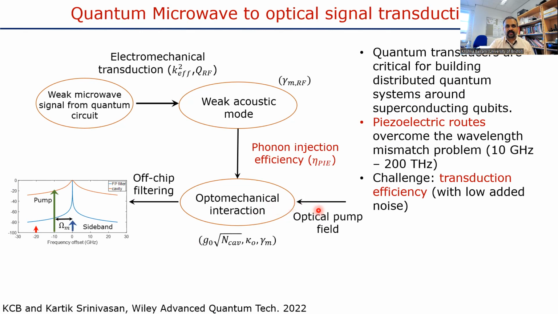Like all nonlinear interactions, you use a strong pump field to parameterize this interaction. And what you're interested in ultimately is this optical sideband photon, which carries all the quantum information that the microwave photon started out with. Now if you look at this, you realize why this is a challenging problem, because it involves a multi-step process. Each of these steps is parameterized by metrics that quantify their efficiency, some of which have to do with the materials, some of which have to do with the device geometry, etc. And the key is to go through this whole loop while maintaining near unity efficiency.